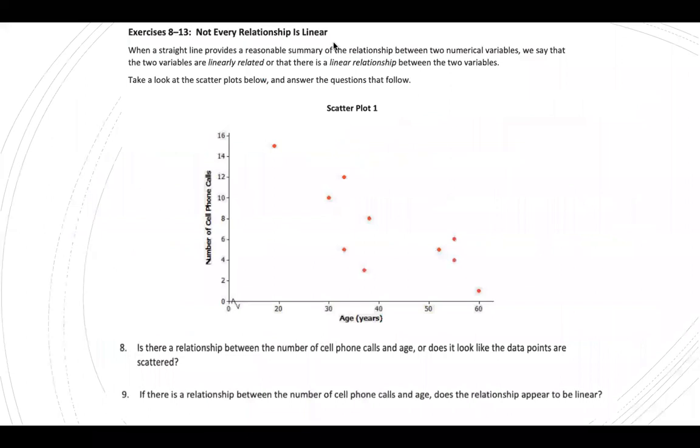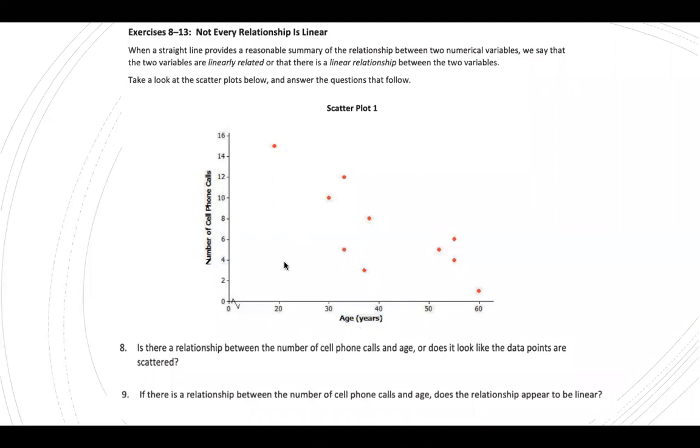All right, going on to numbers 8 and 9. When a straight line provides a reasonable summary of the relationship between two numerical values, we say that the two are linearly related, or that there is a linear relationship between the two. So if we take a look at the scatter plot below and answer the questions based on this one.